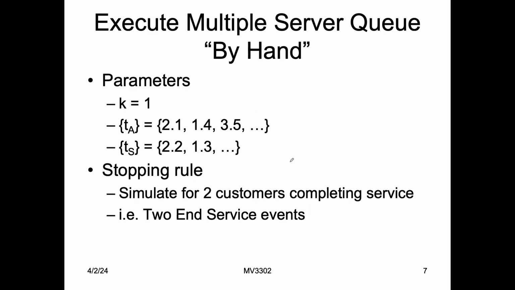Okay, so now, just to emphasize this whole thing, we're going to run one by hand, just to really give a sense of what this does. I have all this laid out, but I'm going to challenge myself to not peek and just do it from here. So, simple parameters. We'll have one server, so K is one, just for simplicity. Here are our first few inter-arrival times. Here are our first few service times, and then our stopping rule. We're going to run for 2 customers, until two finish service, and that's going to be it.